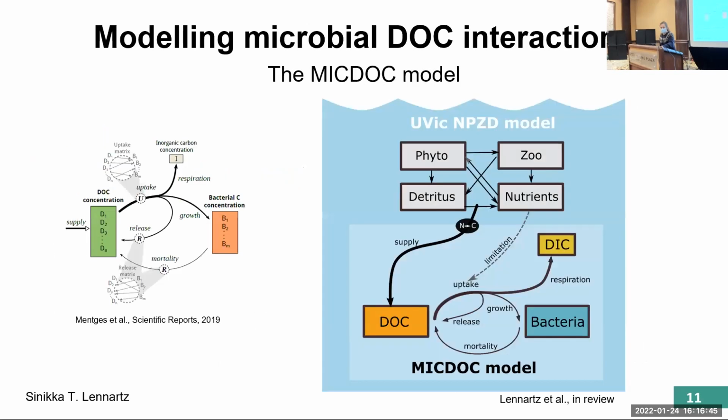But then we added this network model into a biogeochemical ocean model, the University of Victoria Earth System Model of Intermediate Complexity. So the added part is the microbial model for microbial DOC interactions. So still DOC, still bacteria. The remineralization rate of the host model is actually the supply for the DOC taken up by bacteria. And then they release carbon during growth and during mortality. And of course, respiration is also considered.